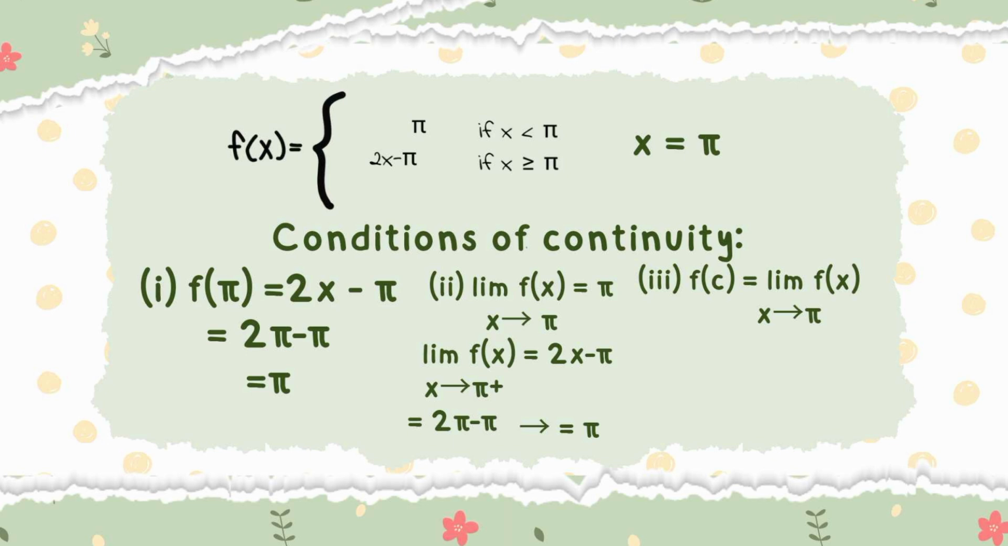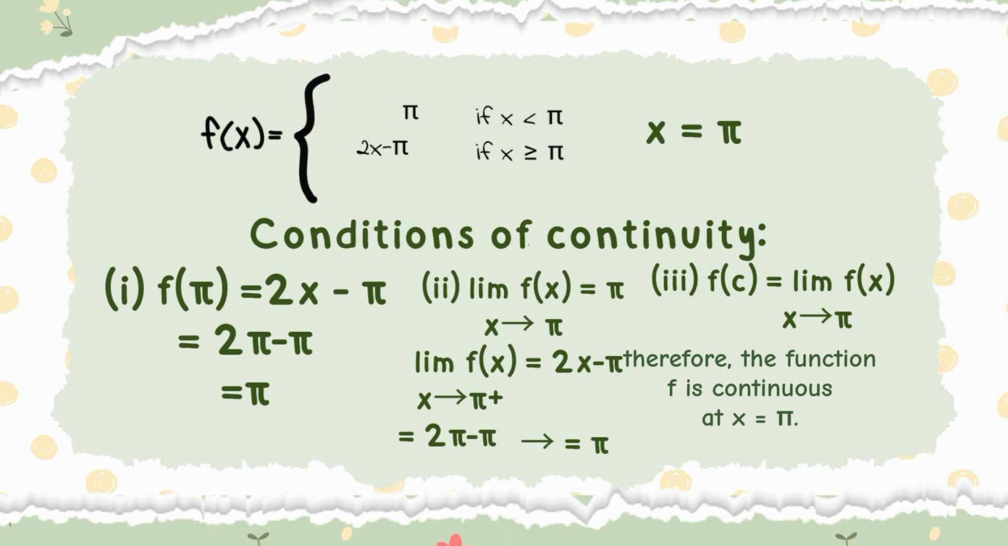Since the first condition has been satisfied, let's move on to the second condition, which is evaluating the limit of both sides. The left side of our limit is f of x equals pi as x approaches pi. On the right side of the limit, we have 2x minus pi, which means 2 pi minus pi equals pi. We can conclude that the value of f of pi is equal to the limit of f of x as x approaches pi. Therefore, the function f is continuous at x equals pi.